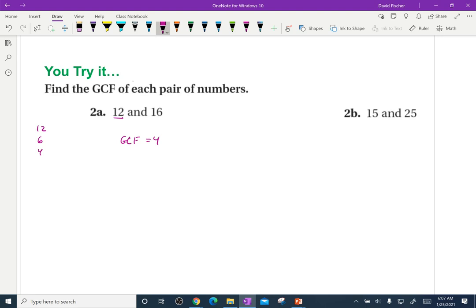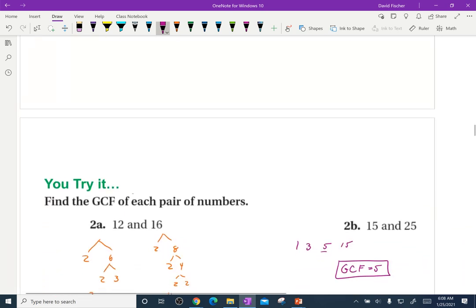15 and 25. I know the numbers that go into 15 are 1 times 15, 3 times 5. Those are my only numbers, and so the greatest one that will go into both is 5. So my GCF on that one is 5. All right. Okay. So I'll fix one on my paper over here real quick. All right. So hopefully you got 4 and 5.